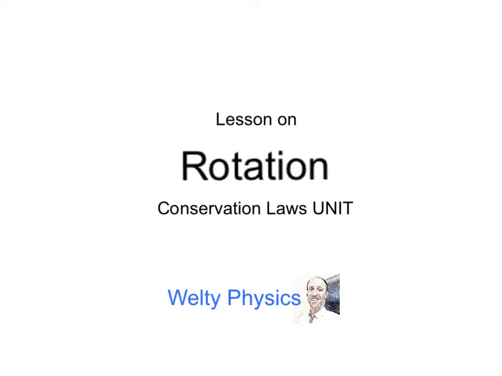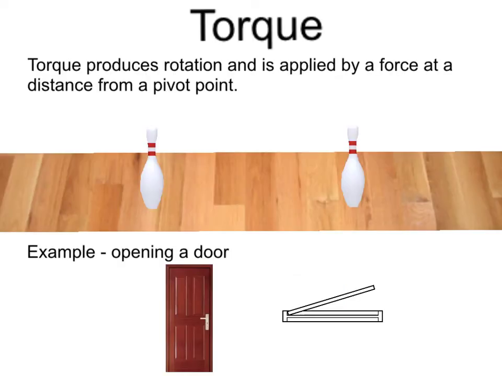Lesson on rotation. Whenever you see an object rotating, that rotation is produced by a torque. Torque produces rotation. And how is that torque applied? Well, by a force at a distance from a pivot point. Let's take a look at two examples with this bowling pin here.